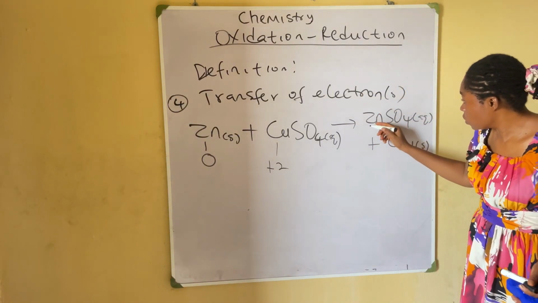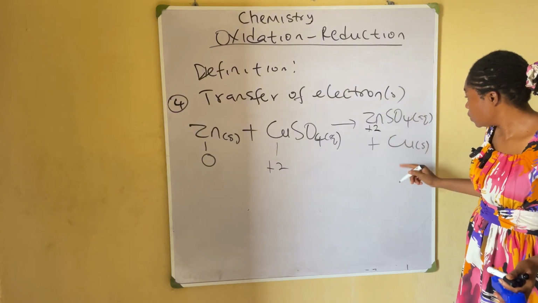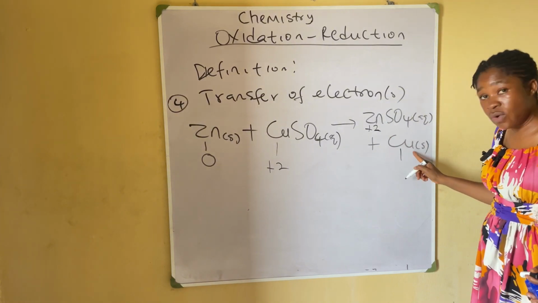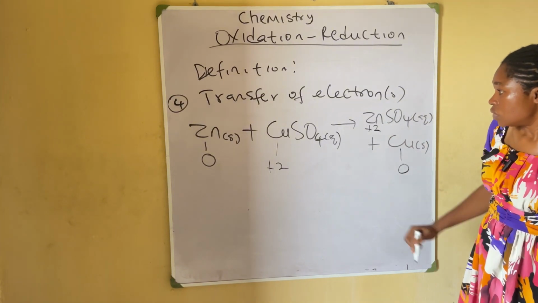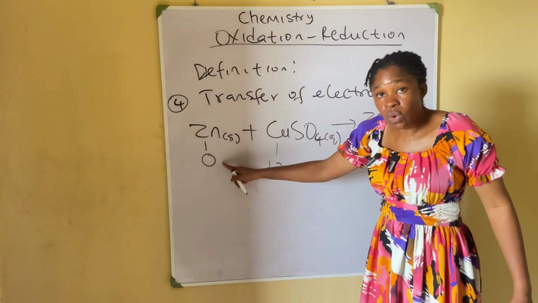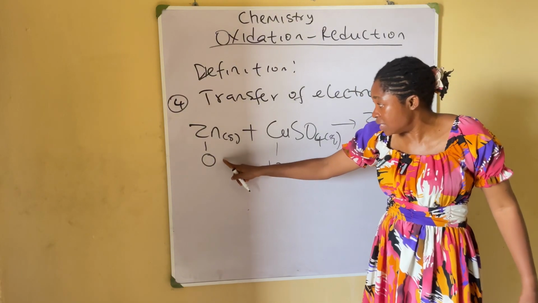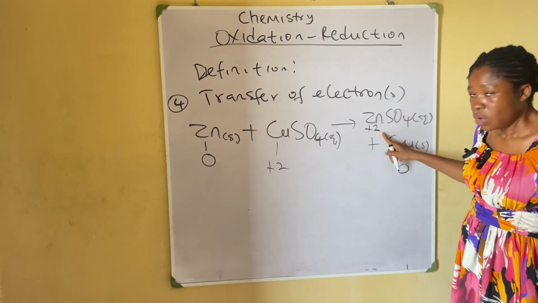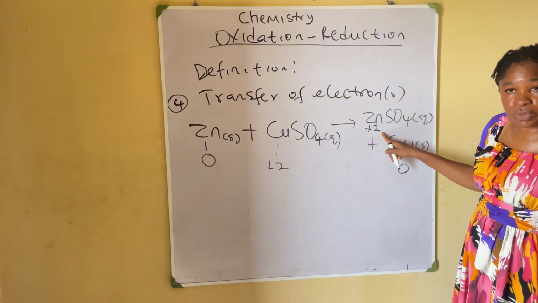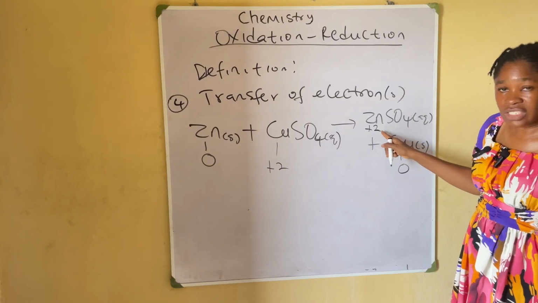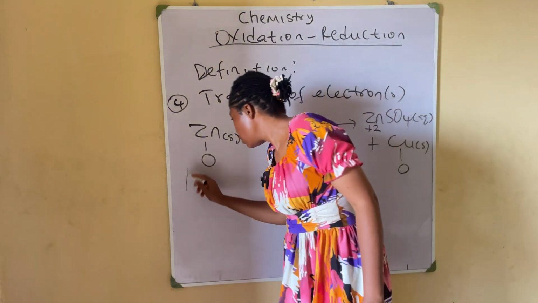So zinc here is what? +2. Copper here is what? Is alone, so 0. So, like I said, the one that leads to what? Increase in oxidation number. Look at zinc here. What happens to oxidation number? From 0 to +2, that's an increase. That is what? Reducing agent.